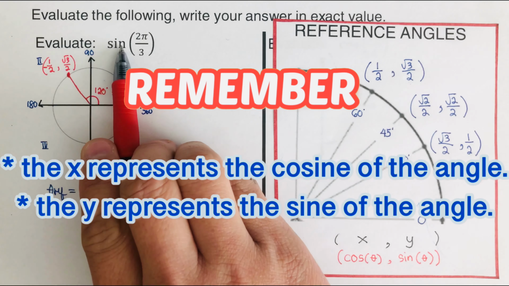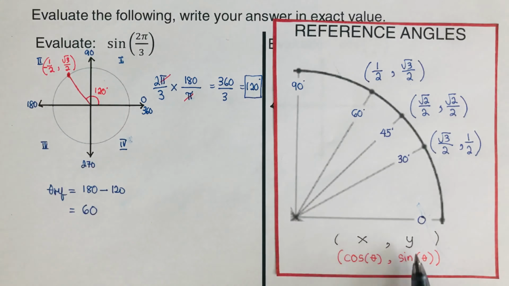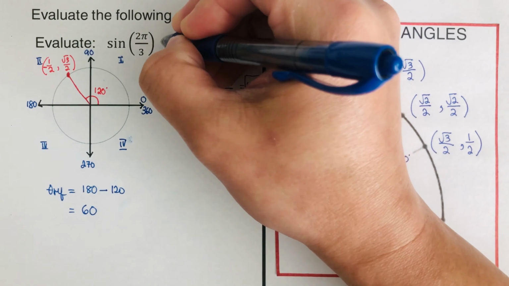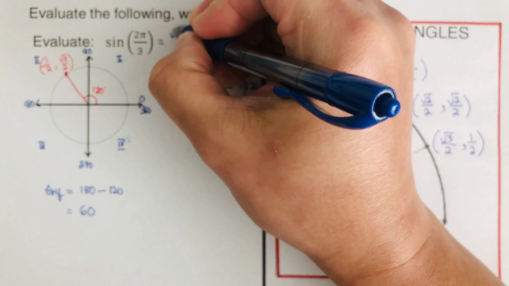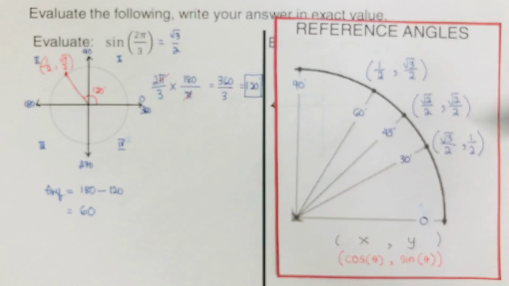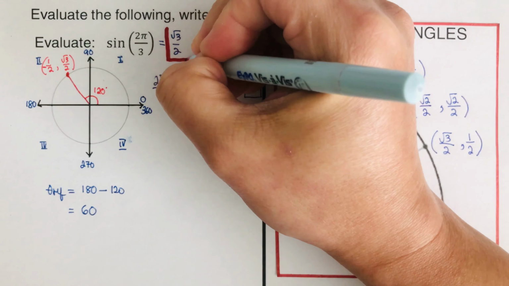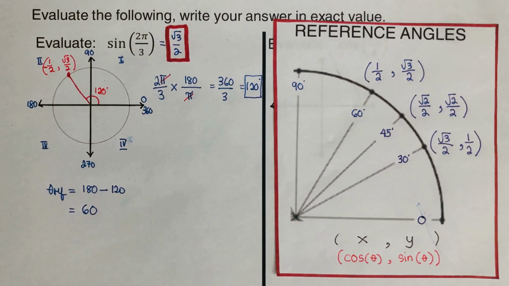Since we're looking for sine, we are going to look for the y value. Remember, x is the cosine of the angle, y is the sine of the angle. So then we can go ahead and say that sine of 2 pi over 3 is actually the y value, which is square root of 3 over 2. So this is our value for sine of 2 pi over 3.